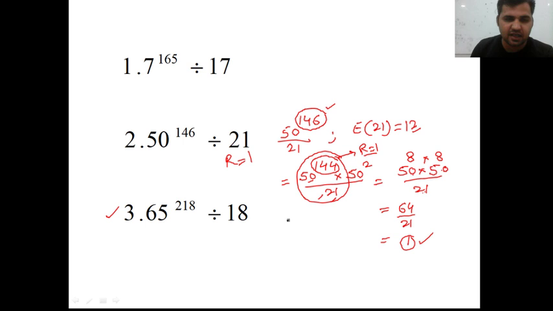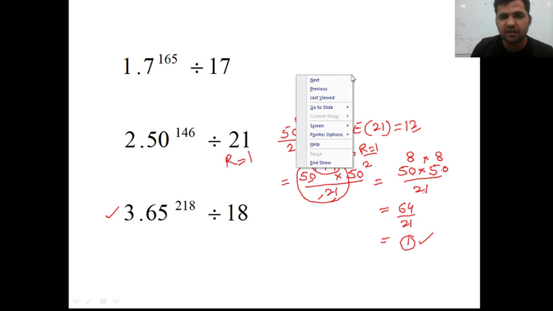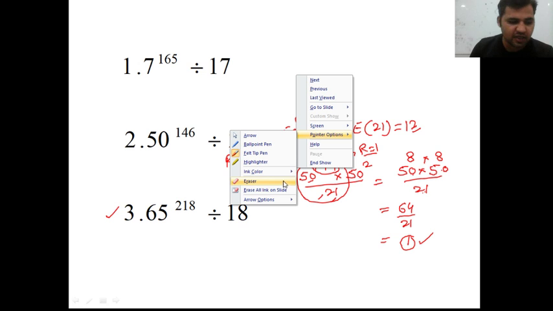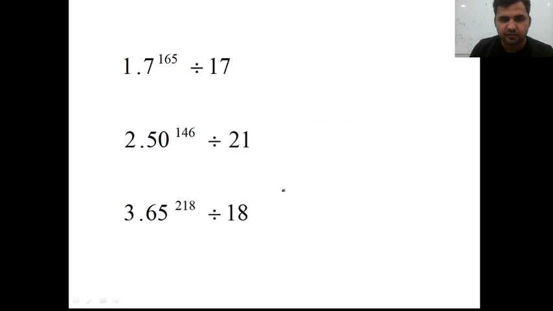Do question number 3 using the concept of Euler remainder theorem. Try it by yourself. I am giving you a minute to solve it. Comment your answers. Question number 3: 65 power 218 when divided by 18. So 65 power 218 when divided by 18, what will be the remainder?